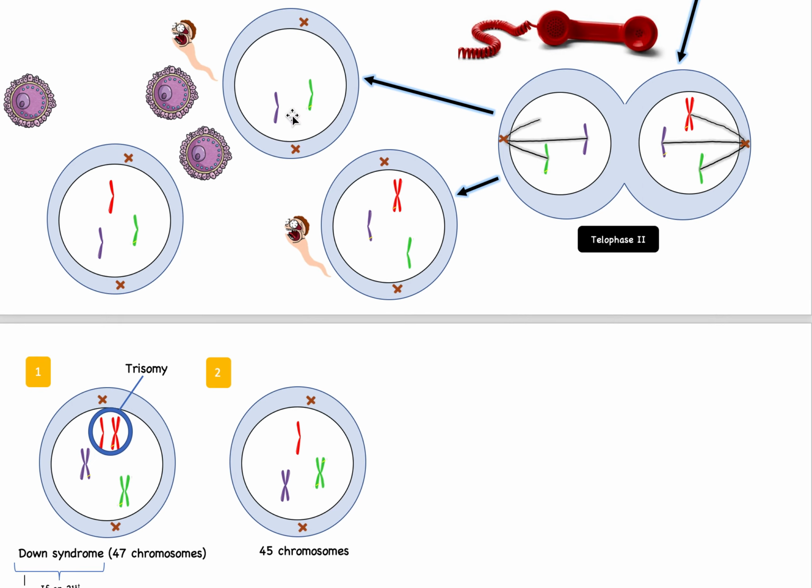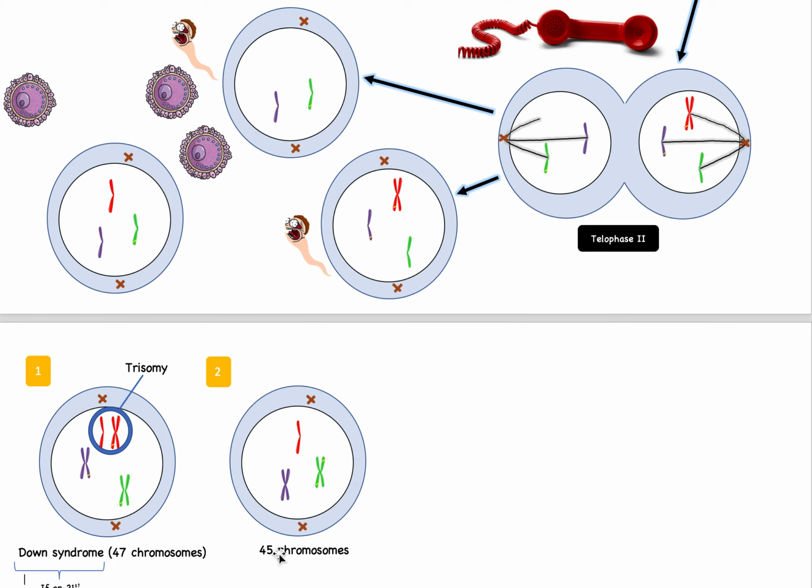Now, what about this one? This cell is missing a 21st chromosome. So when it meets an egg, what will happen? So let's see, this sperm meets up now with this egg. What will happen? We will have only 1 chromosome 21 and the normal blue and the normal green. So this one will be missing a chromosome. So we'll call this one that it only has 45 chromosomes, so it has 1 less.